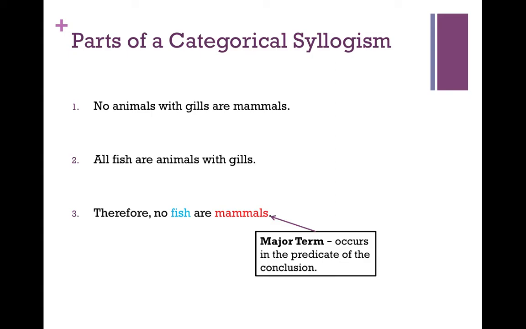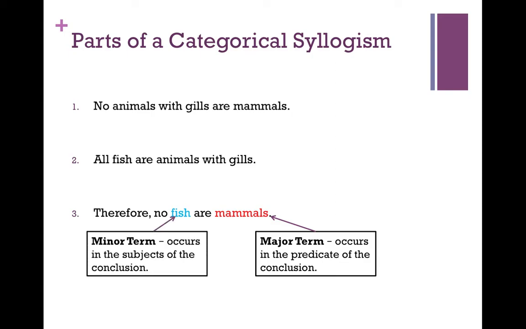This term right here, the subject of the conclusion, we call, guess what? The minor term. Why it's called that? No idea. Don't care. Doesn't matter. Now, if you look at this, you'll notice that the word mammals appears right here. The word mammals also appears here. The word fish appears right here. The word fish appears right here. But notice we have a term that doesn't appear in the conclusion, right here, animals with gills. We also have animals with gills right here.